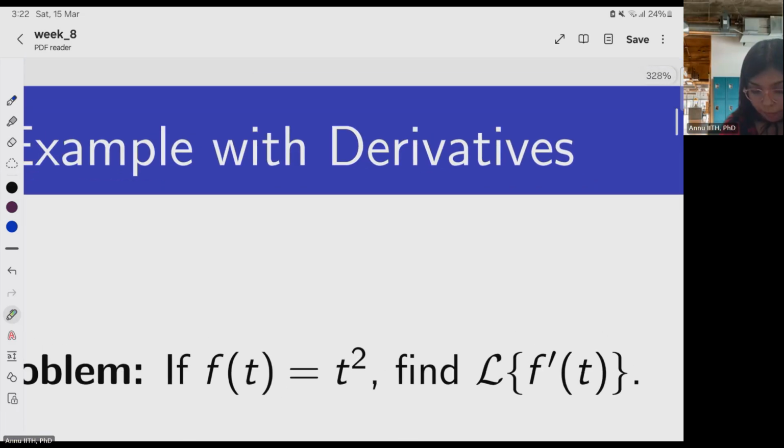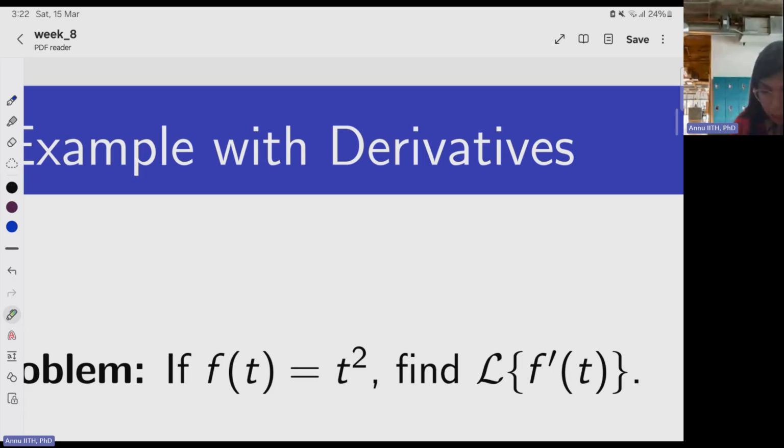Okay. You have f of t equal to t square. Now find Laplace transform of f dash of t. You can directly do it, okay, it's 2t, so 2 by s squared it will be. But what if we want to go with the formula? s F(s) minus f of 0. Isn't it? Now tell me.